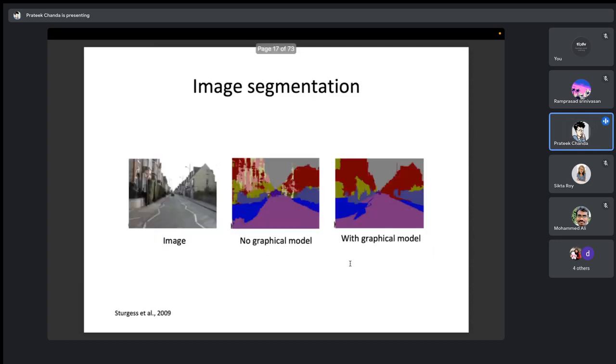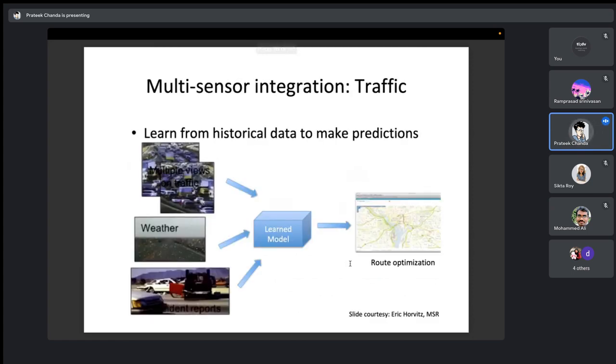In the case of, I think we can skip this slide. I think the same image segmentation I had included. The other application you can think of is multi-sensor integration. For example, when you open Google Maps and see the destination you're trying to reach, the path you see on the map has different color codings. Red means there is a traffic jam or some congestion on the road, and if it goes slightly blue, there is a little congestion.